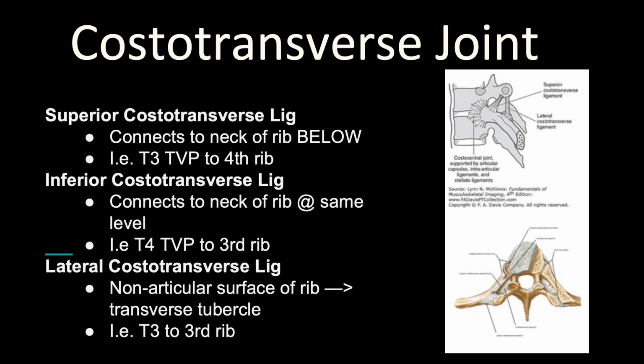I put examples under each of these, and there are also examples in your book, because typically there's a fill-in-the-blank style question on your second exam that asks you to list all of the ligamentous support structures of a particular rib. So for the fourth rib, know that the superior costotransverse ligament is going to reach down from the T3 TVP.